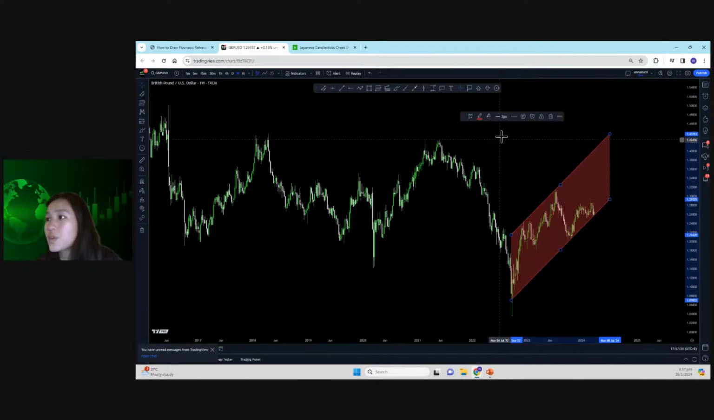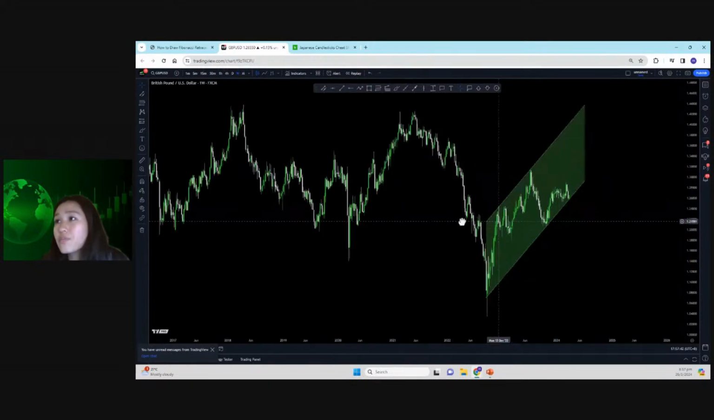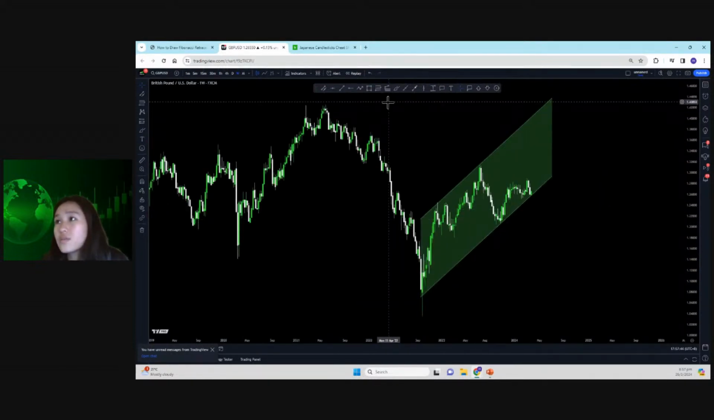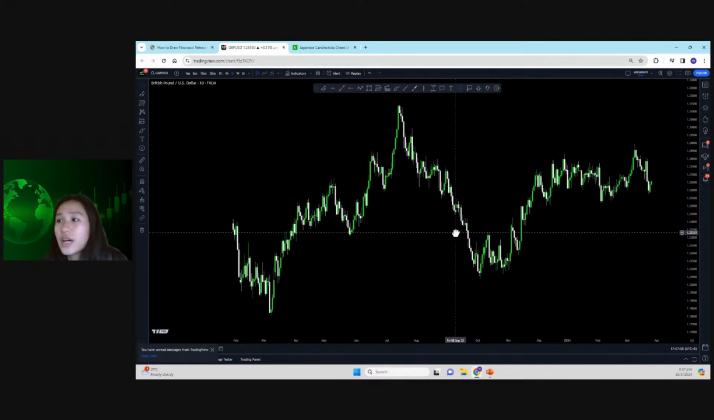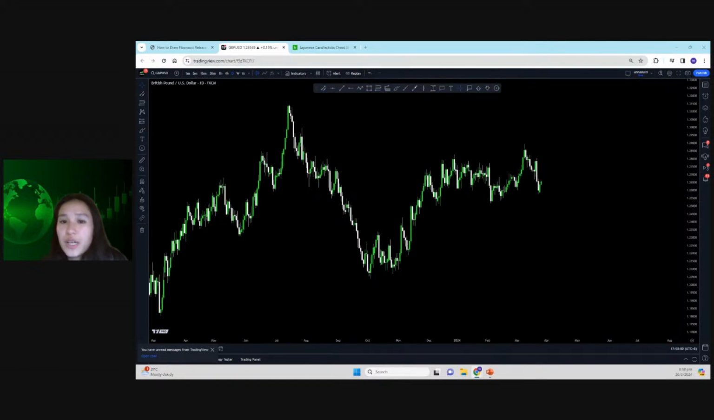Okay, yep. So again, you can see this is a valid trend channel since it has two touches at the top, right, and two touches below. Okay, and we see price kind of testing that ascending trend channel right now. Okay, so now let's take a look at our daily time frame and we'll do our analysis here.